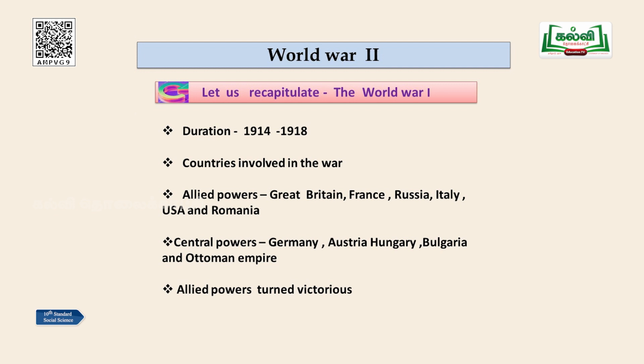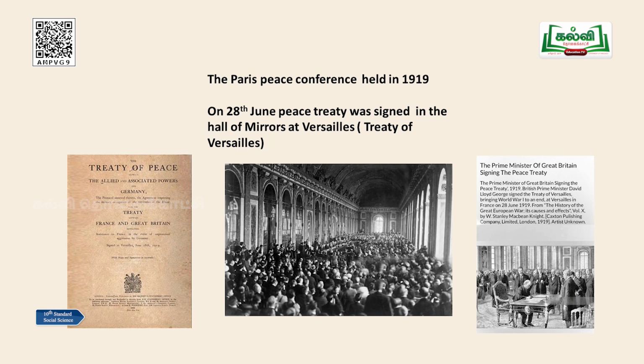Next, who won the war? Answer: the Allied powers turned victorious. What is the name of the treaty they signed after World War I? The name of the treaty is the Treaty of Versailles, which was signed on 28th of June in the year 1919. So we ask all these questions and we get a clear picture about World War I. This is how we are going to see the topic World War II. Let's start. Are you ready?